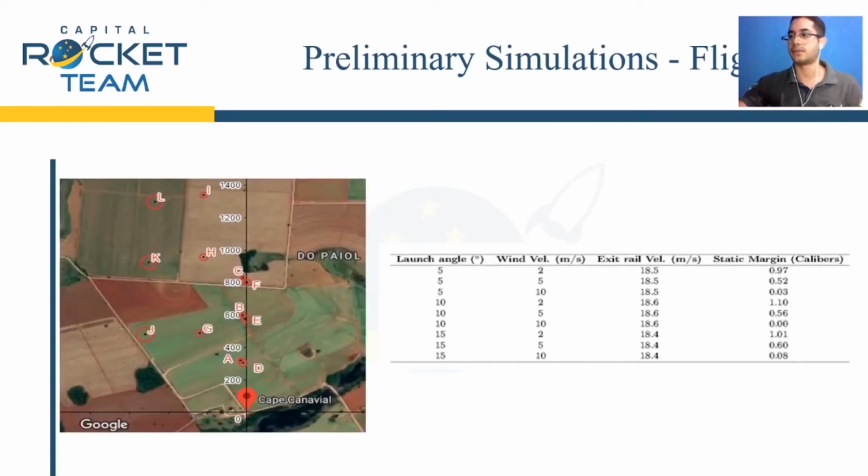The simulation showed that the rocket is not safe for launch with a wind velocity above 5 meters per second. However, the average wind velocities at the launch site are around 2 meters per second and are hardly ever above 5 meters per second. Besides, the impact dispersion simulation showed that the rocket will not fall in the risk area.